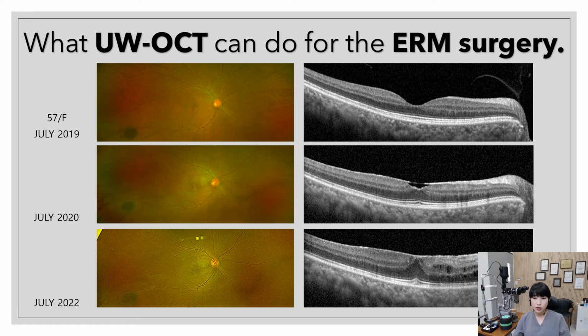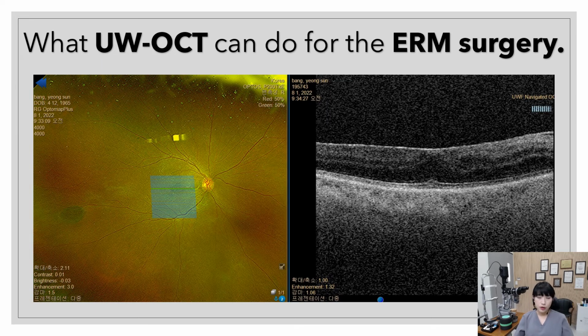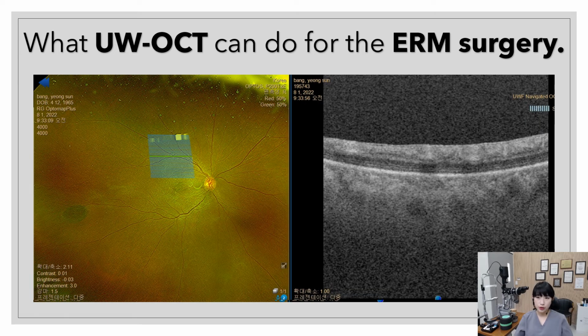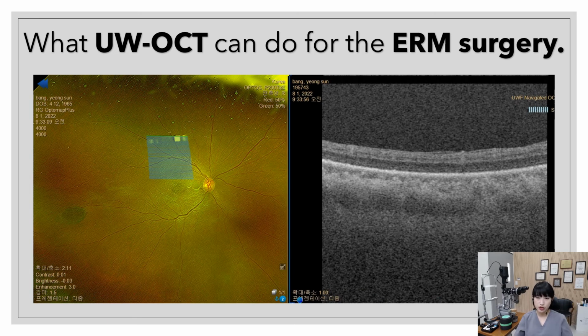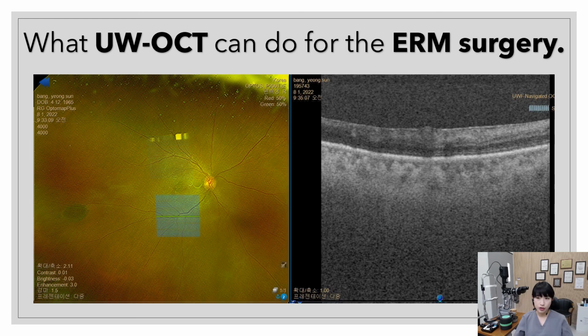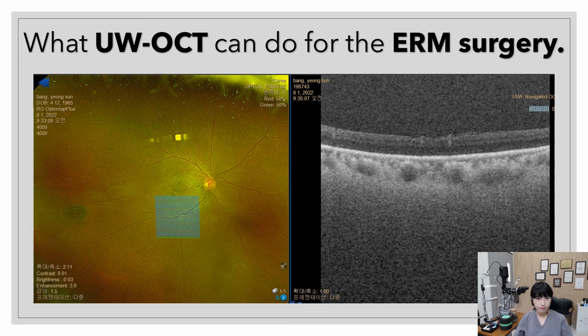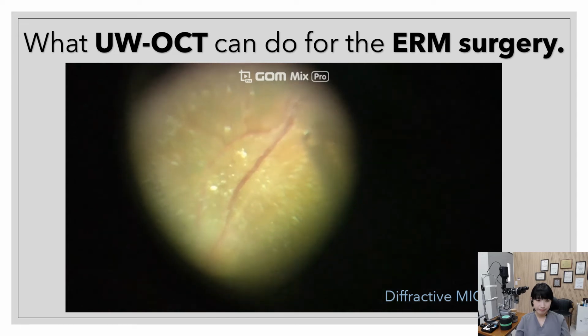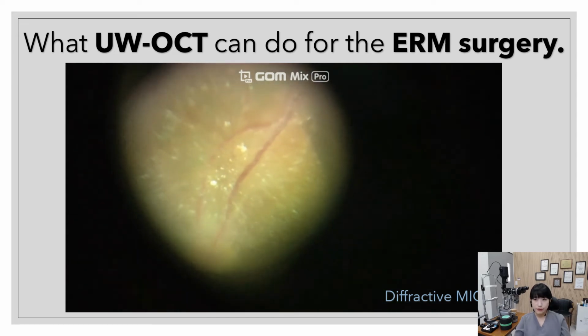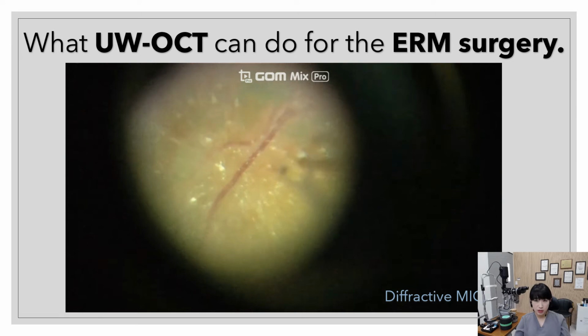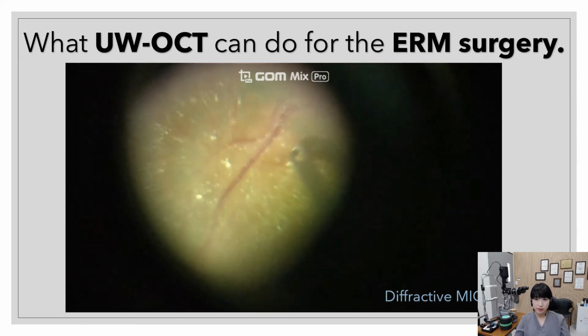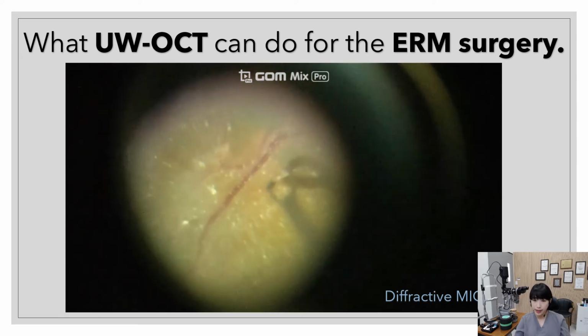So I planned vitrectomy with epiretinal membrane removal. The preoperative Silverstone shows a very wide extension of the epiretinal membrane that reaches farther than the major vascular arcade. This is the surgical video of the patient. The surgical field is a little bit blurred because she had a peripheral IOL in her eye.